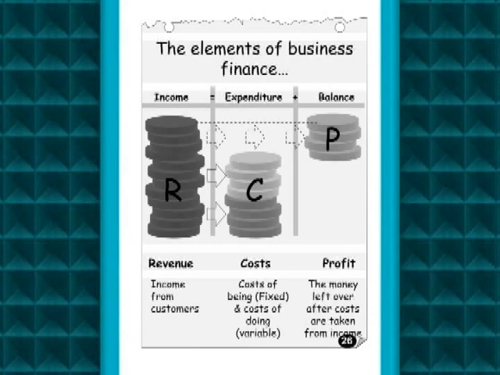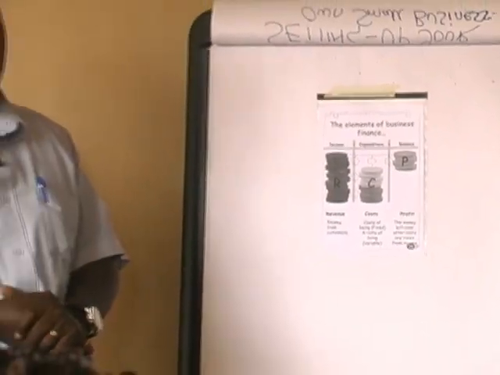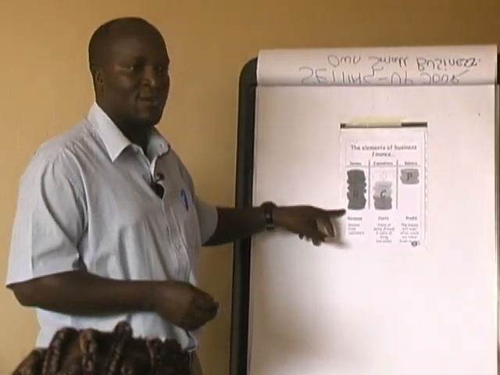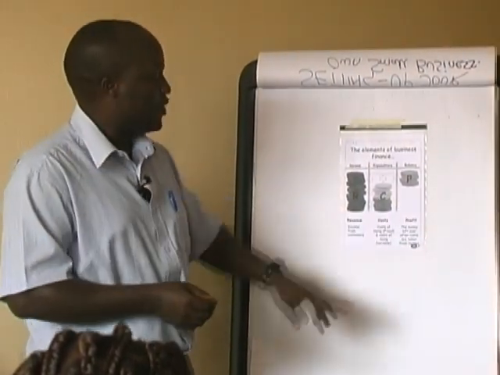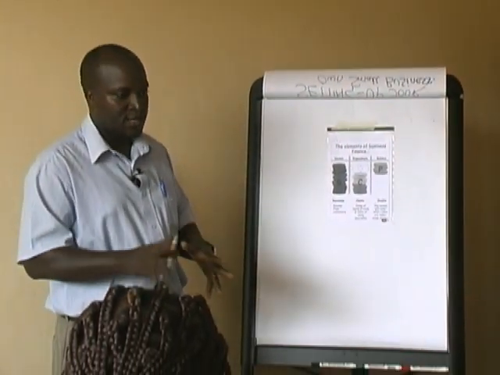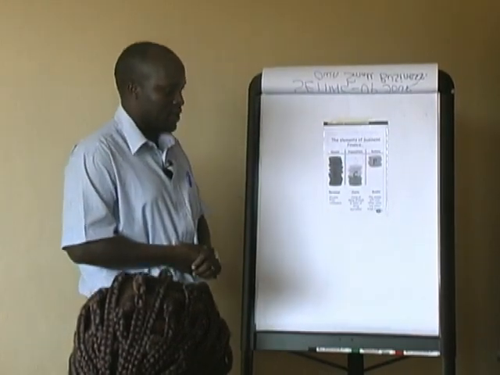But when you have something remaining after you have taken your income and then subtracted your costs, you may have a profit. So you have some left over. This is the money left over after the costs are taken from the income. But in any case, if you find that you actually don't have enough revenue to cover your costs, you end up with another word, and it will be called loss. So that's the introduction of what constitutes elements of business finance.